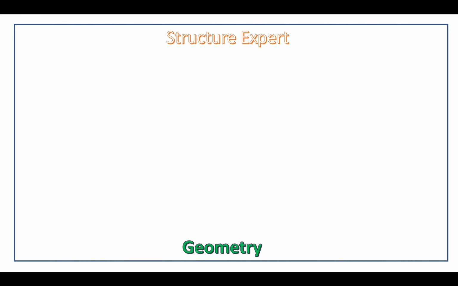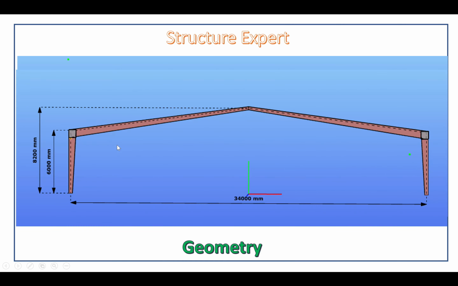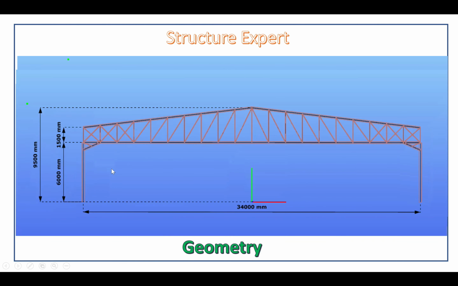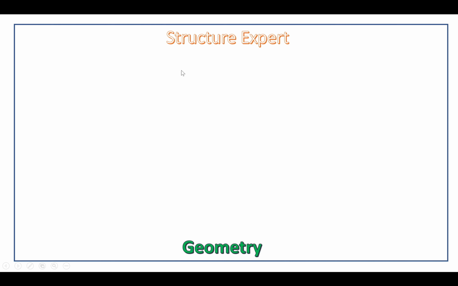Now we have to compare the taper section, the taper frame, with the hollow section portal frame, and also compare with the truss frame. We will talk about analysis, design, and the total weight of the frame, and what is different between those three frames. Now let's start from the beginning. We have to compare the taper section with the hollow section and with the truss, and we'll go in depth in the next part.